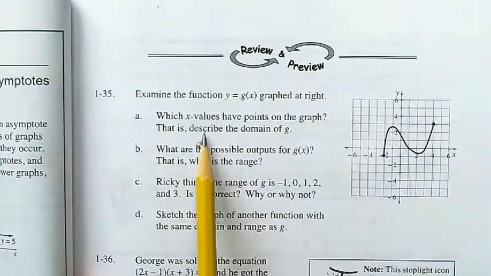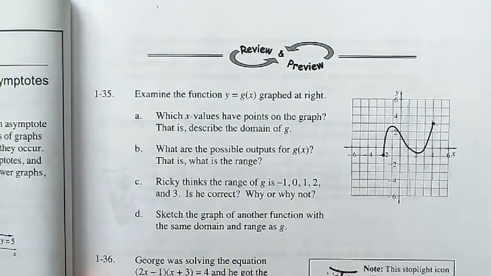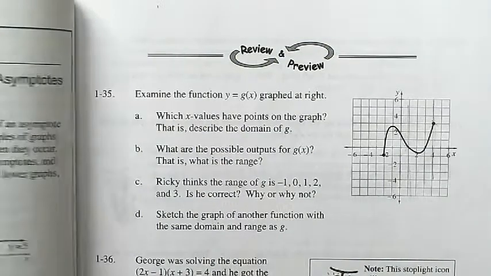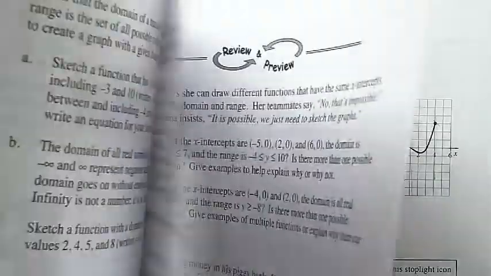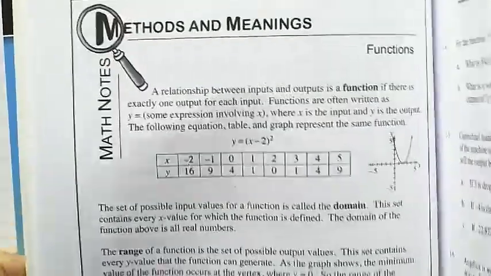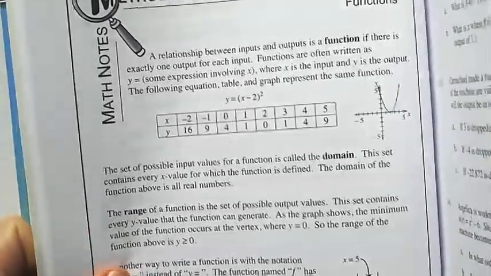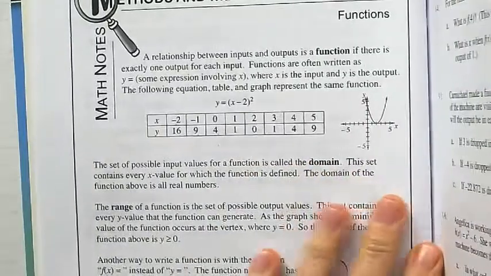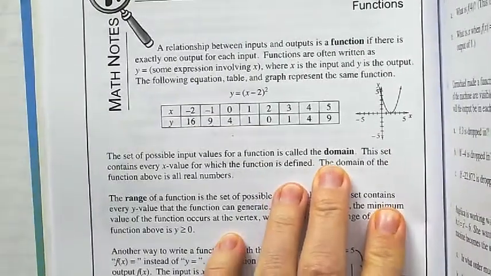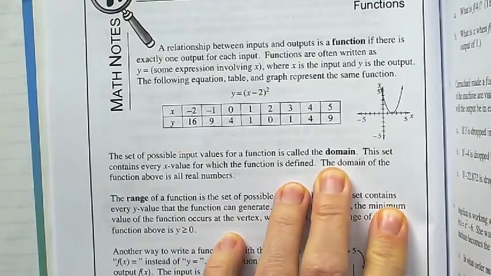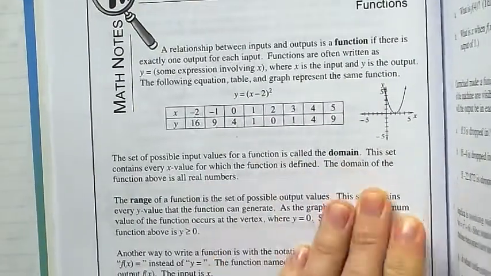Okay, then it says which x values have points on the graph. That is, describe the domain of G. So your domain, and I'm referring to these math notes because they have been grouped all together in your ebook so that you can find them quickly. A domain is all your possible inputs. Anything that can give you an answer for that particular equation is part of the domain.